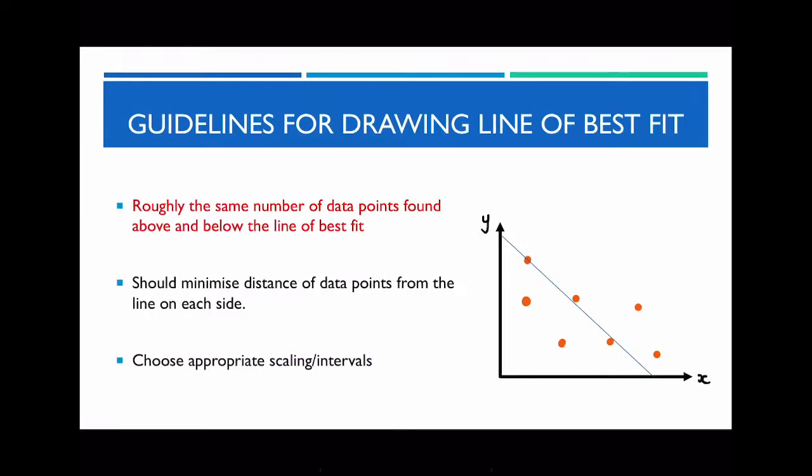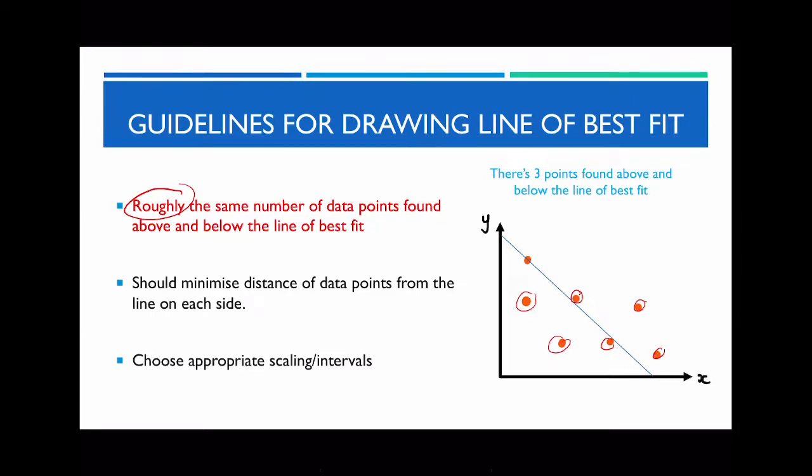So these are the three guidelines over here. The key word in this case is the word roughly. You want to roughly have the same number of data points found below and above the line. In this case over here, you've got 1, 2, 3 found above the line, and 1, 2, 3 found below the line. Again, the keyword is roughly. If you have a different example, you might have 5 above and 6 below. That's okay as long as it's kind of symmetrical.